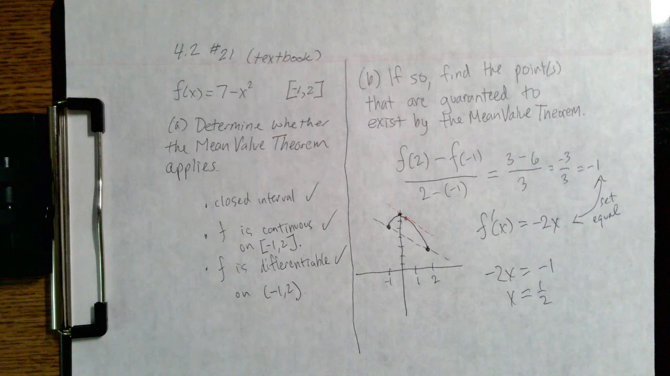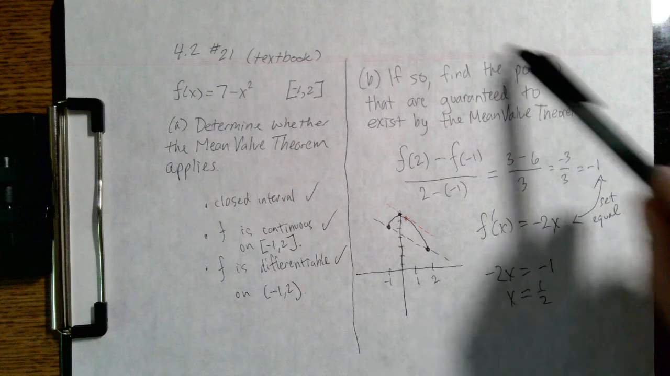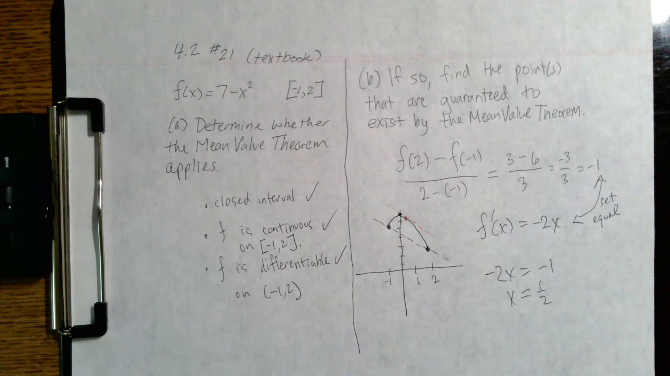You know, examples where the mean value theorem might break down are problems where you might have a corner or a cusp, like an absolute value function. Let's take a look at part B here. Here's where they're asking us to find the points where the average rate of change for the interval equals the instantaneous rate of change at that point. That's what the mean value theorem guarantees: there to be at least one point where that occurs.